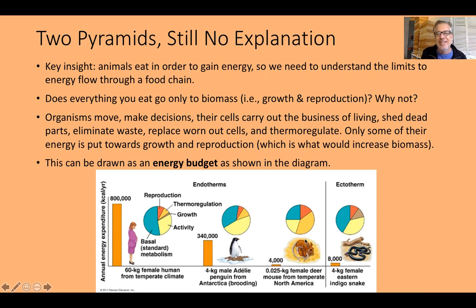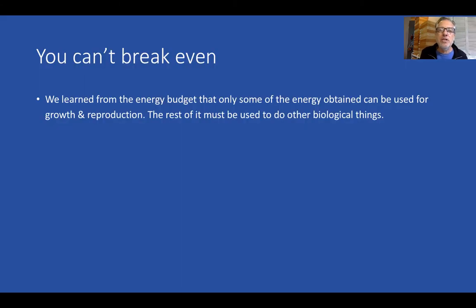Look at this mouse. It's different yet again, but still, once again, there's no growth in the adult mouse or the Adelie penguin. And so they use their energy for reproduction, a small amount, maybe 10, 15%. Most of it is for thermoregulation, and then a smaller amount for basic metabolism, and an even smaller amount for activity. The snake is yet different again because the snake actually grows continuously, and it does have a sizable portion of its energy budget that goes to growth as well as reproduction. The energy budget shows us that some of the energy obtained can be used for growth and reproduction. The rest of it must be used to do other biological things.